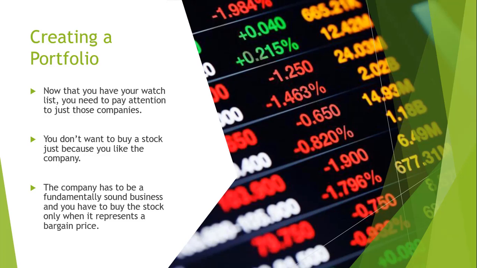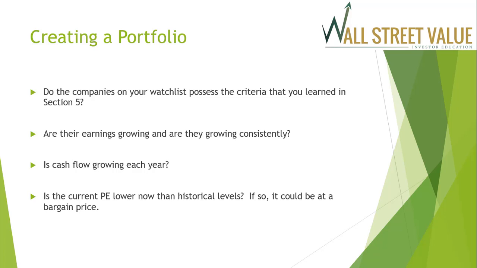Now that you have your watch list, you need to pay attention to just those companies. You don't want to buy a stock just because you like the company. The company has to be a fundamentally sound business, and you have to buy the stock only when it represents a bargain price. Do the companies on your watch list possess the criteria that you learn in Section 5?